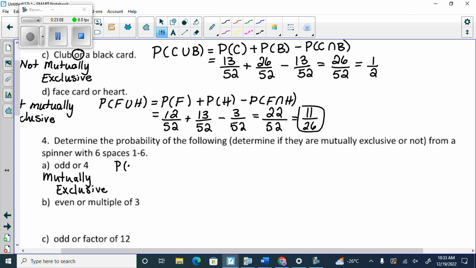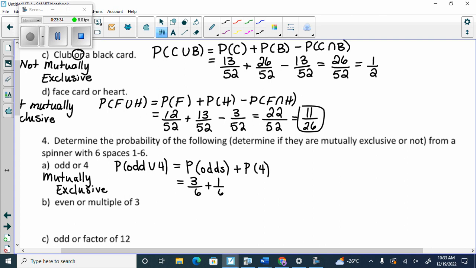So the probability of odd or a 4 equals just the probability of odds plus the probability of 4s, and I don't have to actually subtract because there is no overlap, because they are mutually exclusive. How many odds are from 1 to 6? 3 out of 6. How many 4s are on there? 1 out of 6.